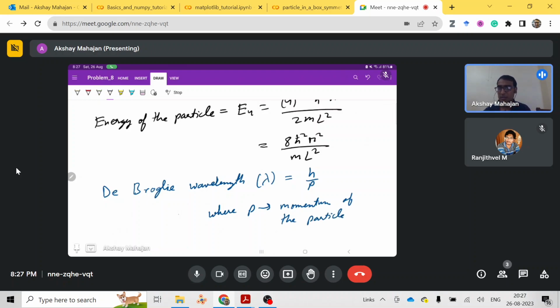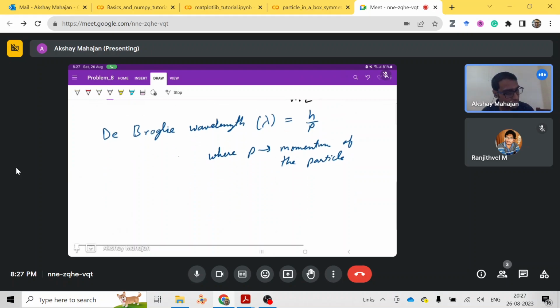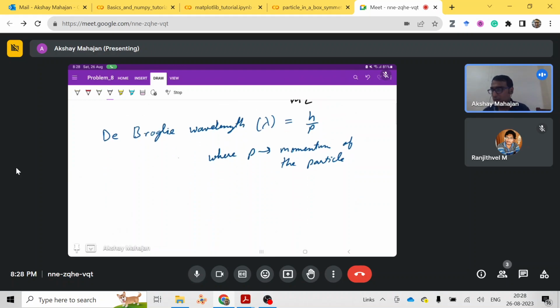Okay, so p is basically the momentum of the particle, and that is how we write the de Broglie wavelength, which is just h upon p, and h is our Planck constant. Now in quantum mechanics, generally, I'm not sure right now, so I'm just writing it generally.